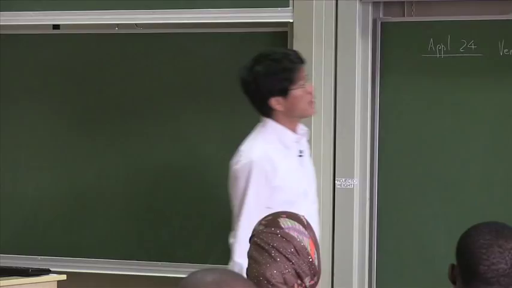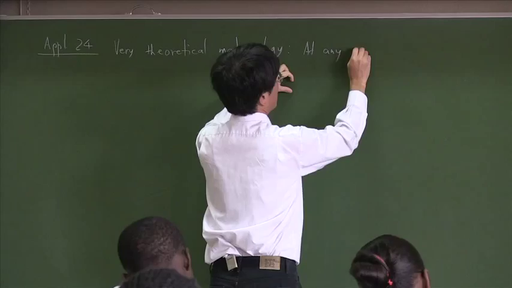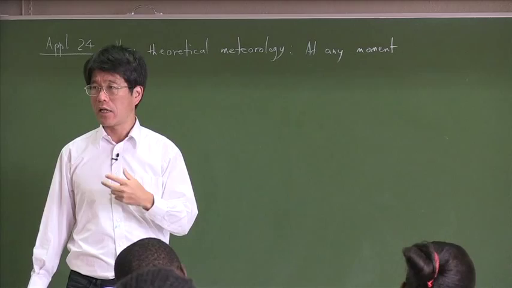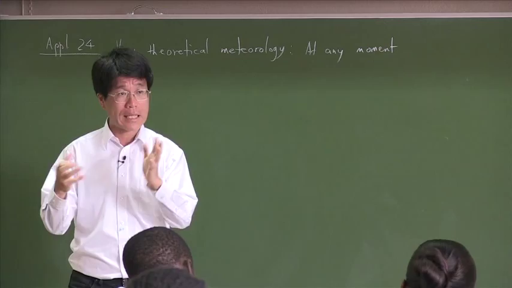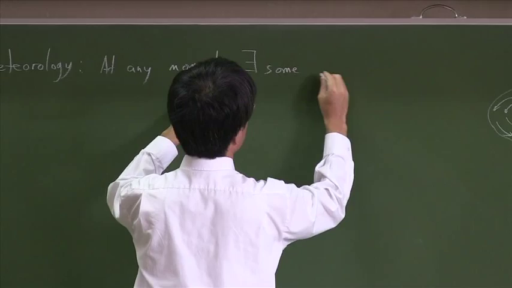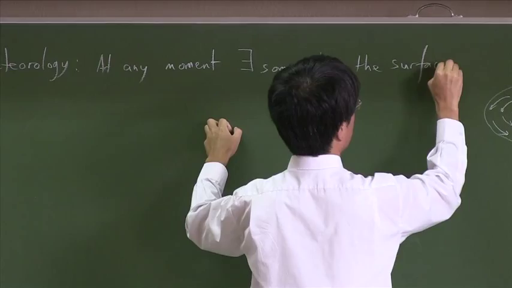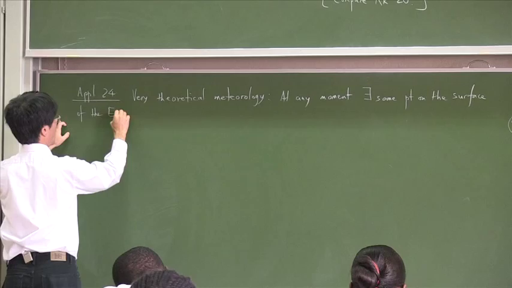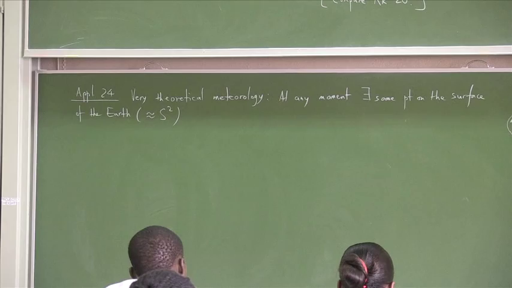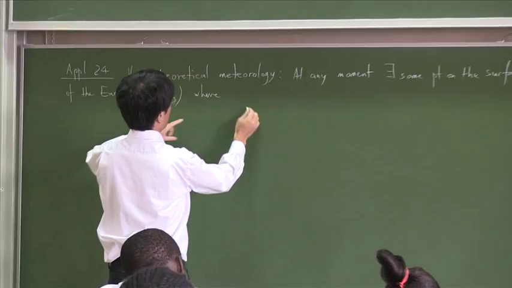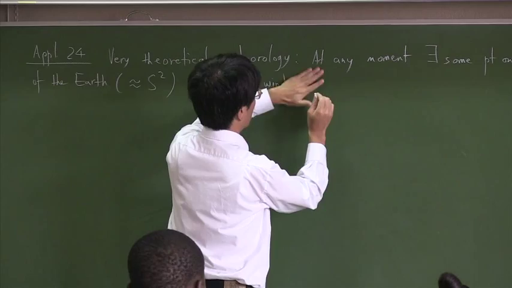So, this very theoretical meteorology says that at any moment, there must be a lull. Lull, L-U-L-L, in English means a point where there is no wind, or a state of no wind. There must exist some point on the surface of the Earth, and we shall assume that this is homeomorphic to S2. In fact, it's not quite S2 anyway, where the wind is not blowing, where there is no wind, excuse me.